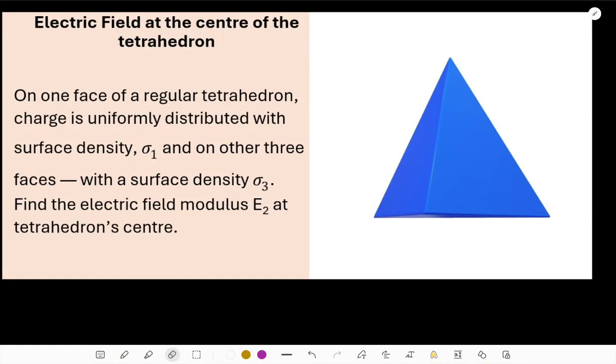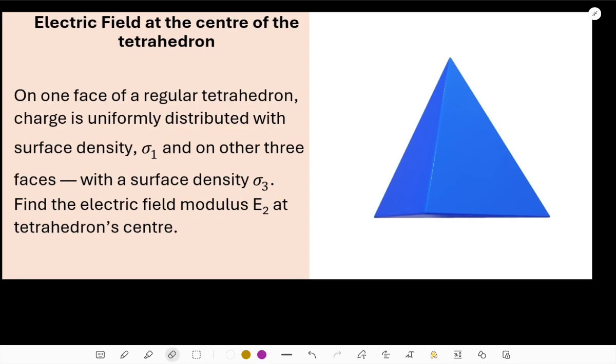And we can calculate the electric field at the center of the tetrahedron. You can expect there will be very much geometry, symmetry, and lots of twists in mind. But you will see nothing is going to happen, and you can solve this problem with ease and in the simplest manner. Let's read the statement of the problem.